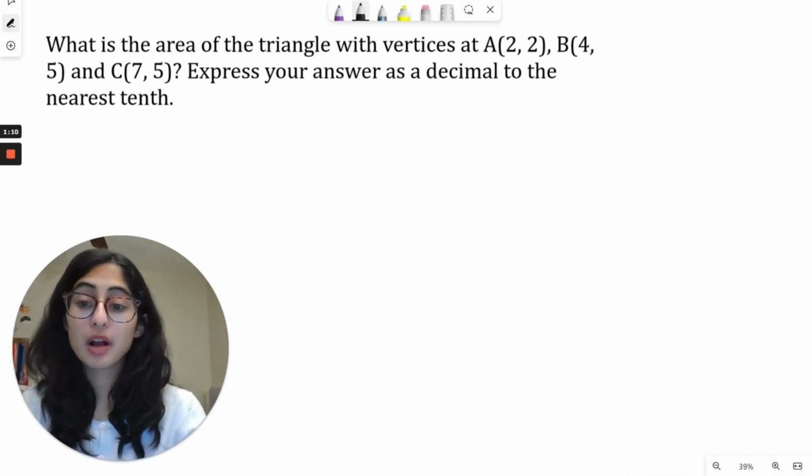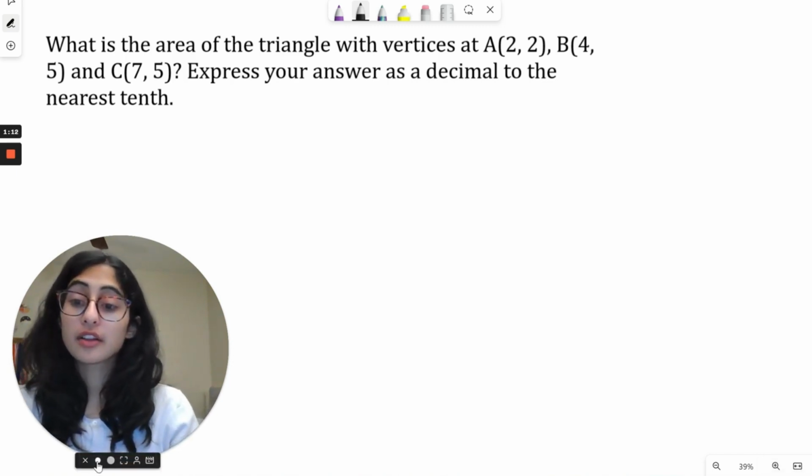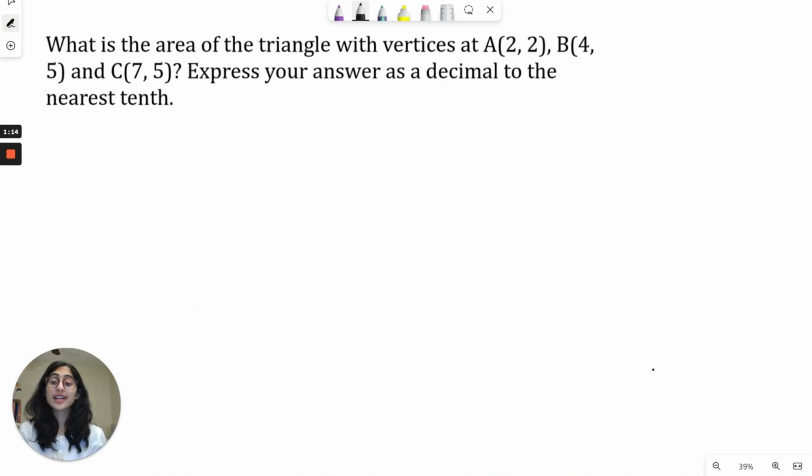So to solve this problem, we need to be using this theorem called the shoelace theorem, and I cannot even begin to describe how useful this theorem is. What this helps you do is if you have the coordinates of any polygon, you can find its area, which is super cool. So let me show you how this works.